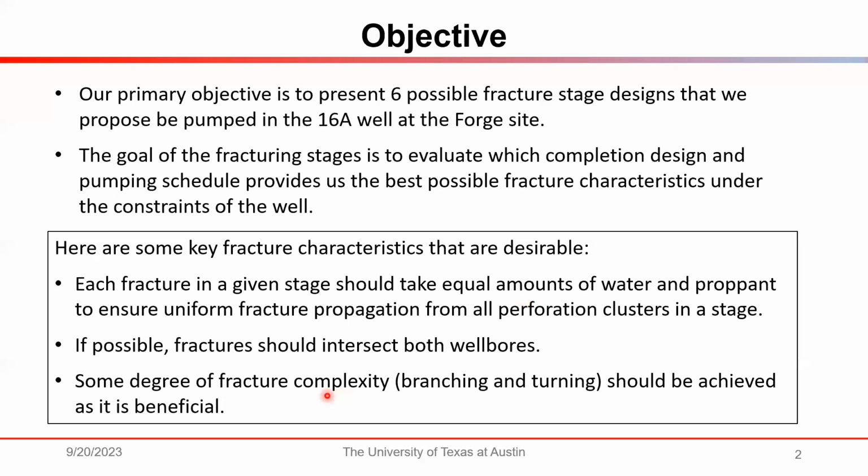And some degree of fracture complexity, branching and turning, should be achieved and should be beneficial in terms of increasing the surface area of contact between the fracture and the matrix, so that you can get heat recovery from these things. So that's what we're shooting for. What we have looked for is designs that will allow us to get to this point.